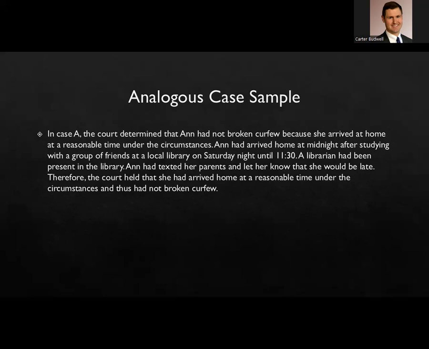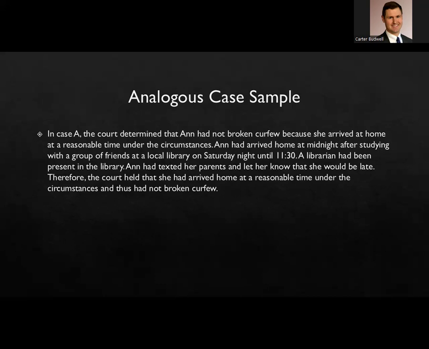So right there, you can see that I used language from the rule in the opening. And then we go into the facts. She had arrived home at midnight after studying with a group of friends at a local library on a Saturday night. A librarian had been present in the library. Anne had texted her parents and let her know that she would be late.